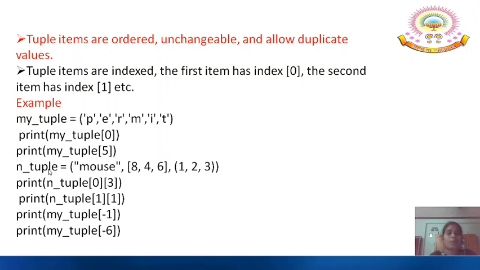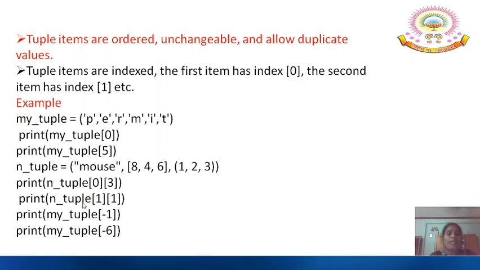This one more tuple is having multiple items like array elements. So mouse is a string, 846 is a list, 123 is a tuple. Now I am printing n tuple's 0th index and in that third position. So 0th index means this element. In this, the third position 0, 1, 2, 3, that means S will be printed.